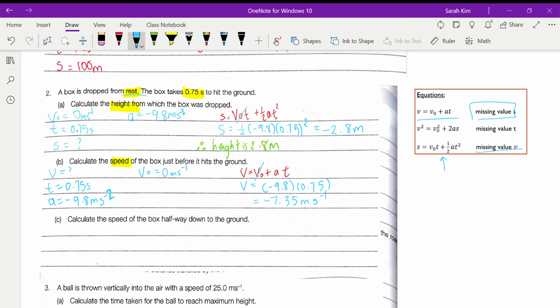Let's see, calculate the speed of the box halfway down to the ground. Okay, so halfway down to the ground, we want to figure out the speed. Alright, so how we're going to do this question is, first of all, we have to tackle what we're trying to find. So we're trying to eventually find the v. Halfway down to the ground, so that will be halfway of the time, so that will be 0.75 divided by 2. So that's halfway.